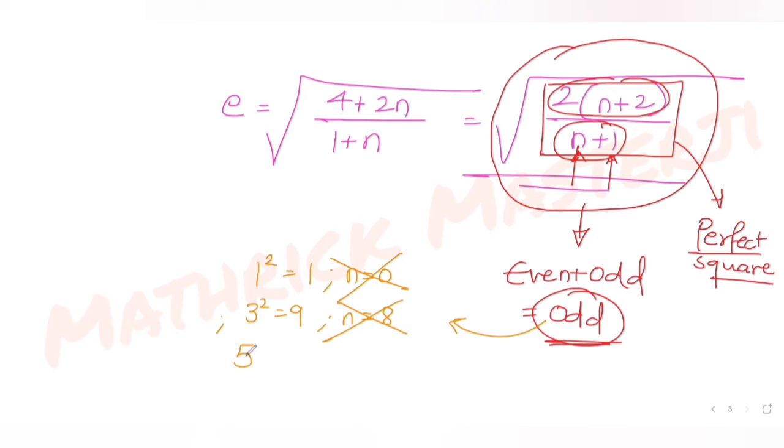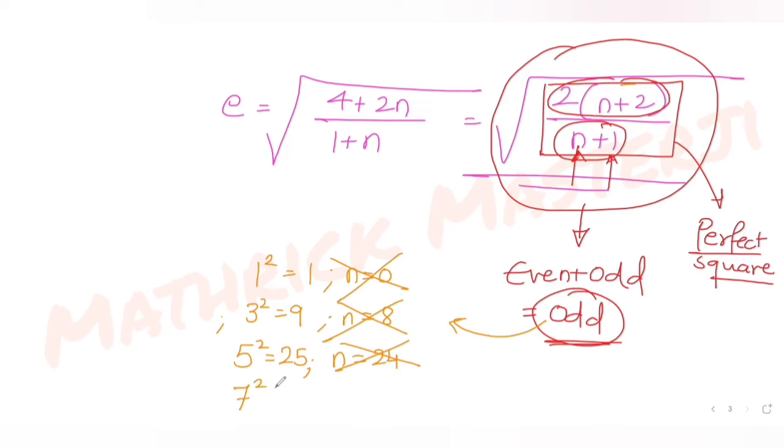If I see the next odd number, it's 5 squared, which is 25. To have 25 in the denominator, n should become 24. So if I put n as 24 in the numerator, it gives you 24 plus 2, 26, 26 into 2, 52, which also is not a perfect square. So this is also gone.